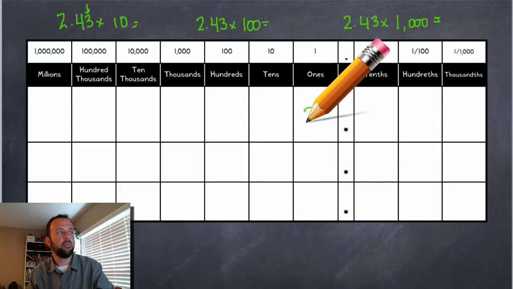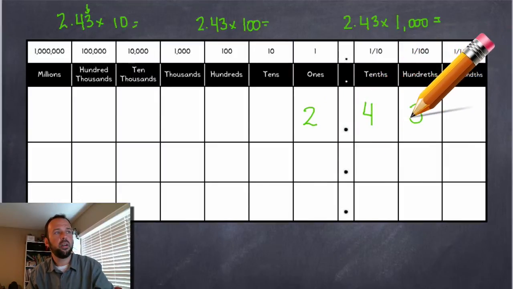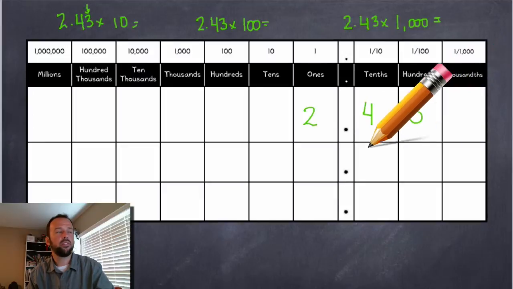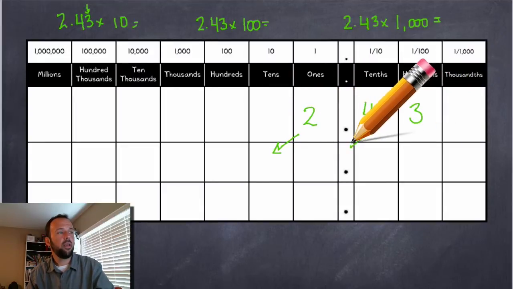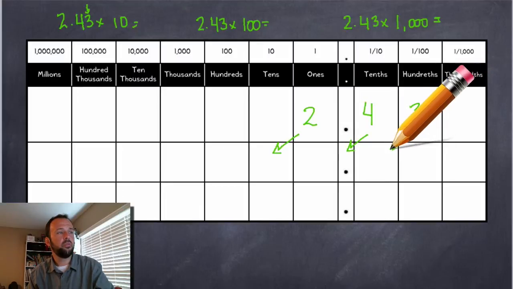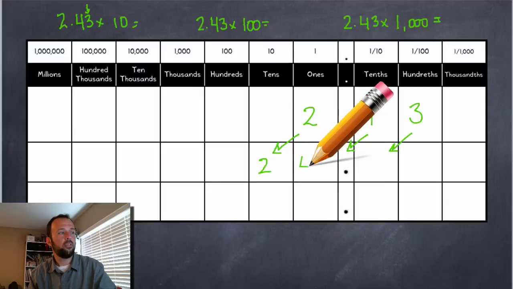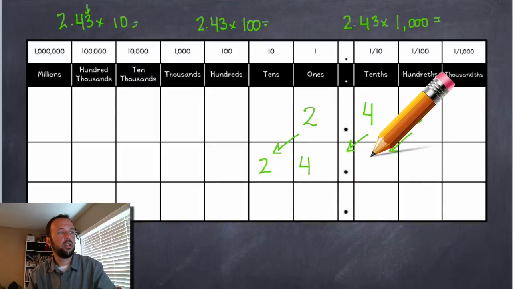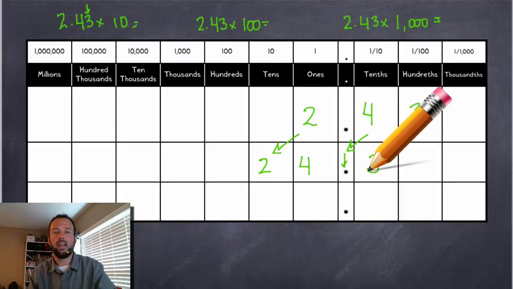So we're going to be making a bigger number every time. So I'm going to go ahead and write in my 2 ones, my 4 tenths, and my 3 hundredths. So 2 and 43 hundredths. So if I multiply this number by 10, that means all of my numbers are going to move over just one place, okay? So I would now have 24 and 3 tenths. This decimal you can read as "and," so 24 and 3 tenths, okay?